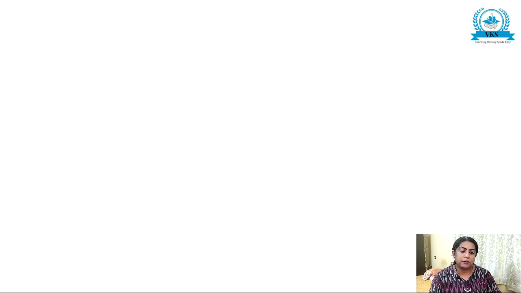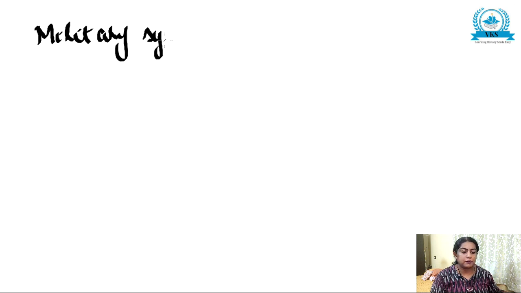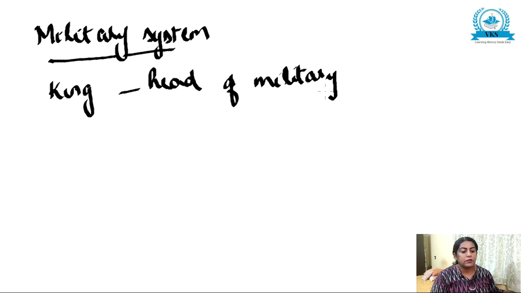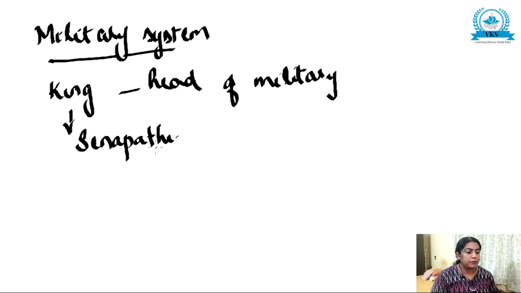Okay, so central administration, provincial administration, revenue system. Now the next point we have to see is the military system. Regarding the military system of Shivaji, his kingdom was a military state and the king was the head of the military. We already know that the king was the sole head, so he was the head of the military, and under the king there was the Senapati.